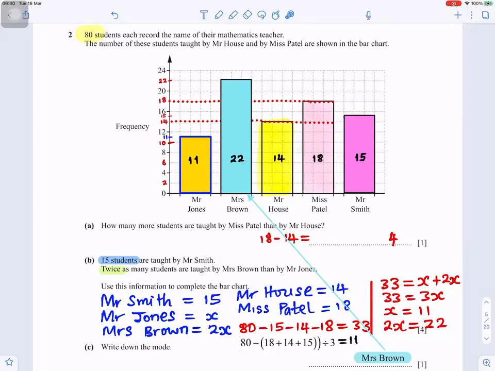Part C, write down the mode. You can look at it. The tallest one is Mrs. Brown, which is 22. That's the mode. Mode is the most common.